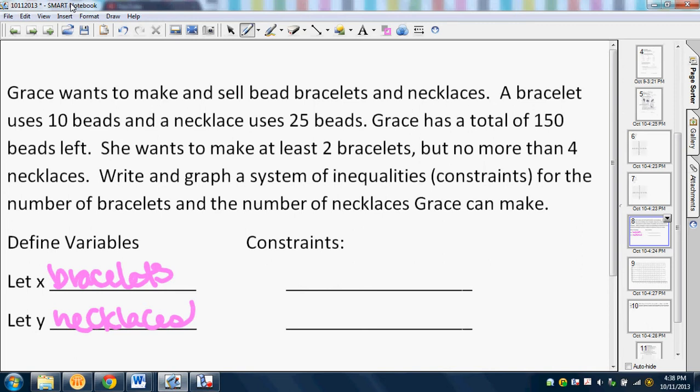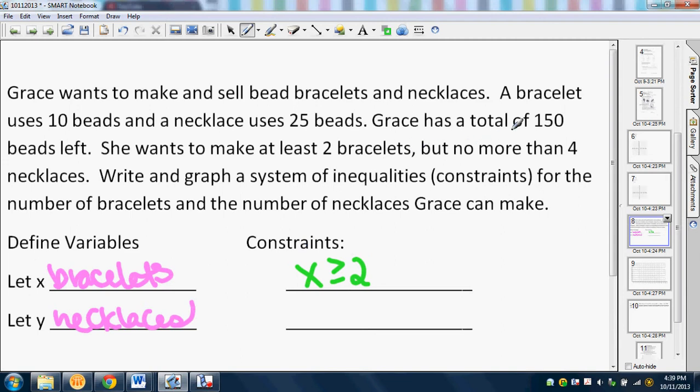All right, so the first inequality that I'm going to write is dealing with the bracelets, because it says she wants to make at least 2 bracelets. Well, I defined X to be bracelets and Y to be necklaces. So for this inequality, I'm going to say that X is greater than or equal to 2, because she wants to make at least 2 bracelets. So she'd be happy making 2, but she wants to make at least 2. So she'd be happy making even more than 2.